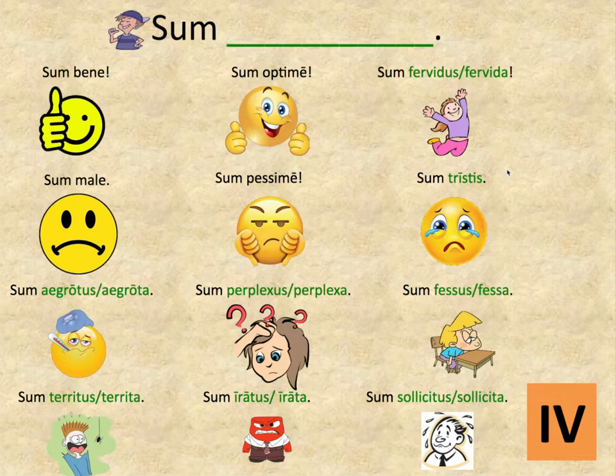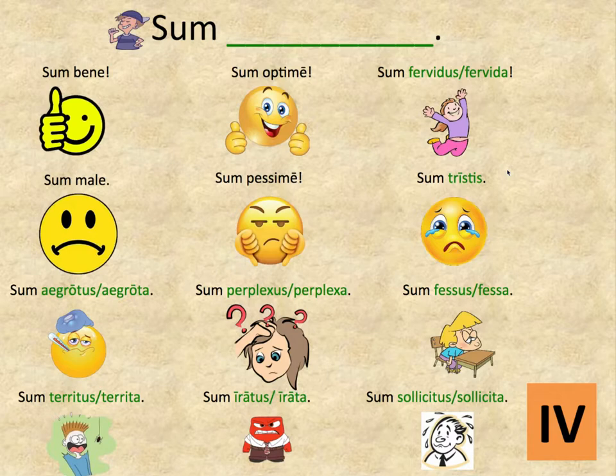Next one. So all these question marks. This is how you feel if you don't know what's going on. If you're a guy, sum perplexus. If you're a girl, sum perplexa. So point to yourself when you say sum. Put your hands up, shrug your shoulders when you say perplexus or perplexa. So everybody after me, sum perplexus, sum perplexa.